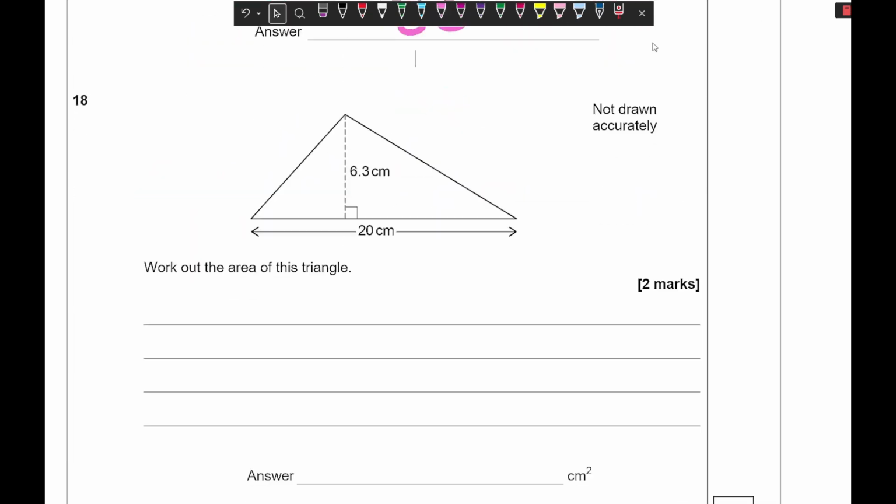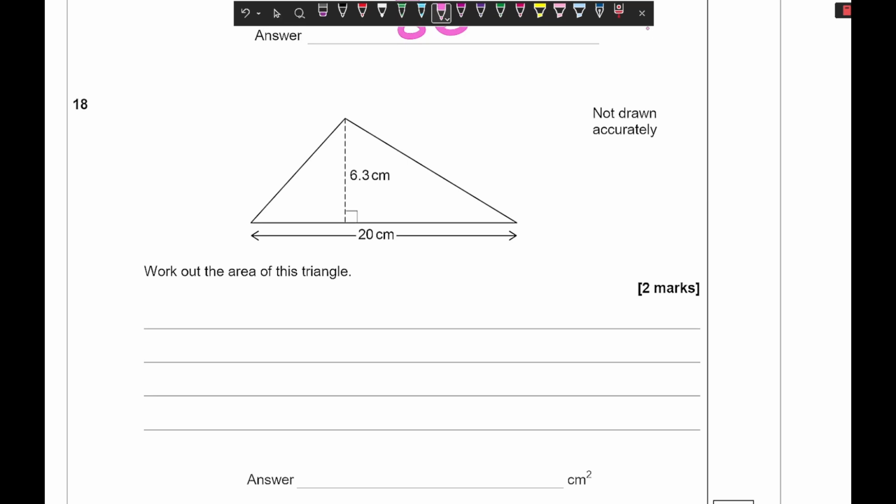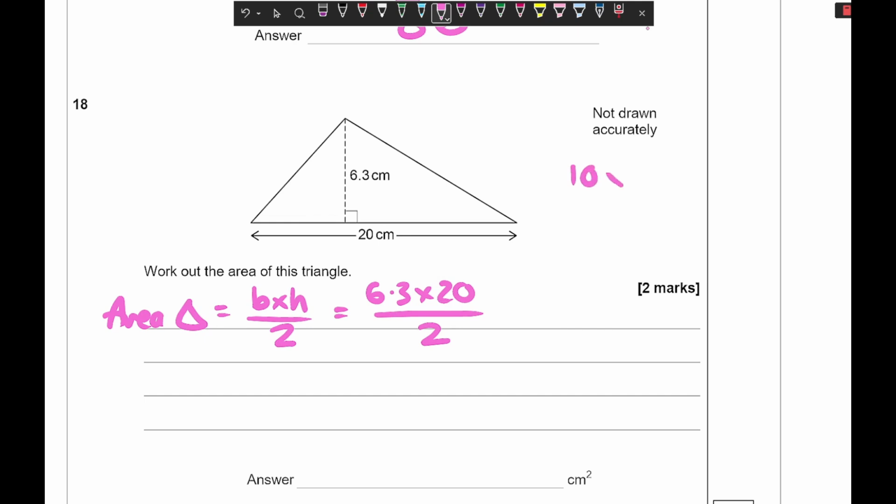Moving on to question 18, it's asking me to work out the area of a triangle. Well, the area of a triangle uses the formula base times height divided by 2. So to work out the base times the height, I'm going to do 6.3 times 20 divided by 2. Now 10 times 6.3 is 63, by moving the decimal point one place to make it bigger, then all I then need to do is double that to get 20, and doubling that gives me 126. So it's going to be half of 126.